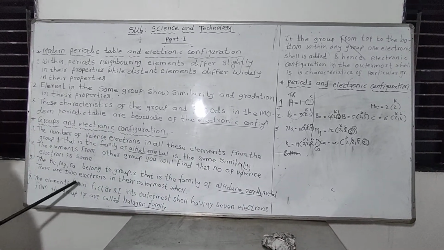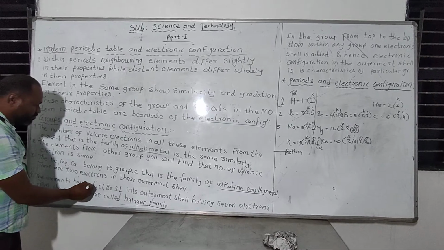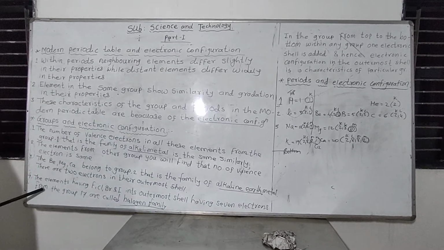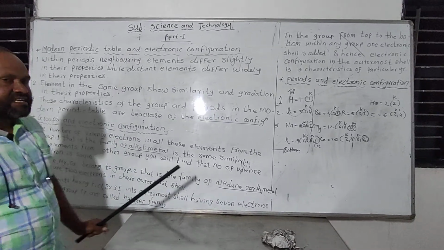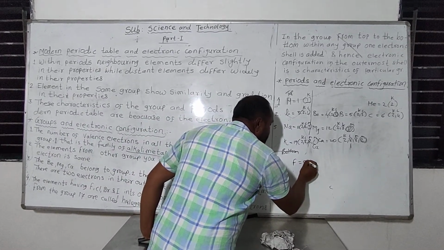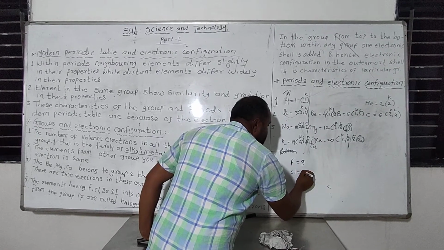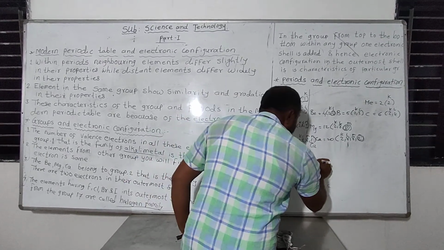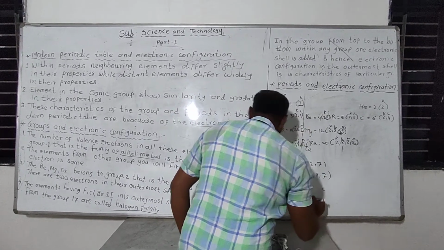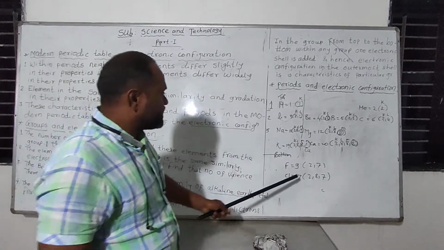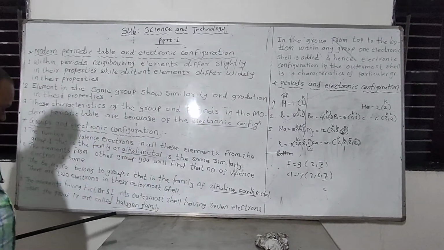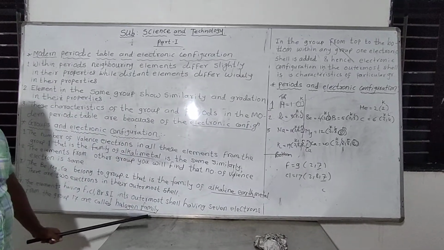Then halogens. The elements fluorine, chlorine, bromine and iodine have 7 electrons in the outermost cell, and from group 17 they are called the halogen family. Fluorine has atomic number 9 and electronic configuration 2, 7, then chlorine has atomic number 17 and electronic configuration 2, 8, 7. So in the outermost cell, how many electrons are present? 7 electrons are present, and that family is called the halogen family.